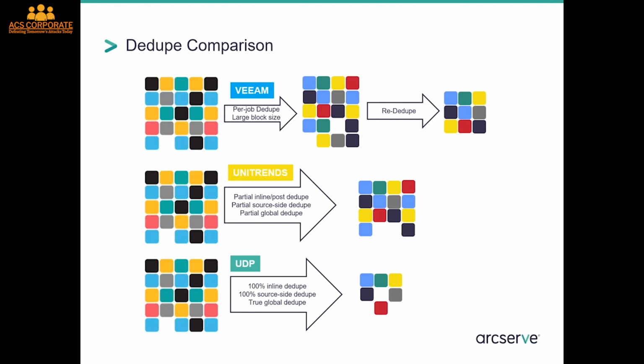Now they have introduced a slight improvement where they do partial inline dedupe, but fundamentally it's still a post-dedupe process. They've just reduced its working space so they can limit the amount of disk they need. But fundamentally, for Unitrends to really improve it, they would have to completely redesign their dedupe engine to be more effective. Now with Arcserve UDP, we use 100% inline dedupe, 100% source-side dedupe, and true global data deduplication.